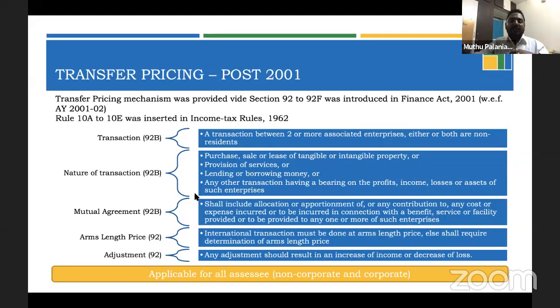It is almost like we can say that any transaction will get covered under international transaction, which is being monitored by the transfer pricing provisions. Further, apart from the regular business transactions, it also includes cost allocation and cost apportionment. So it also includes allocation and apportionment, that is, any mutual agreement whereby you share your cost.